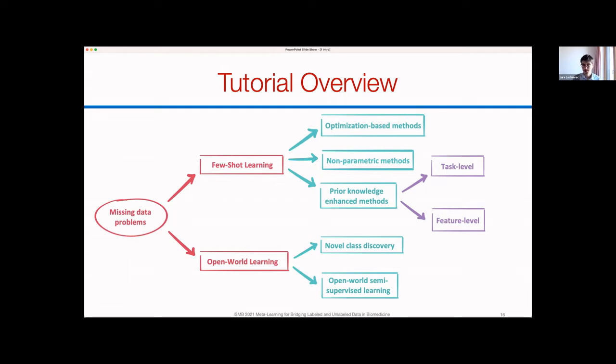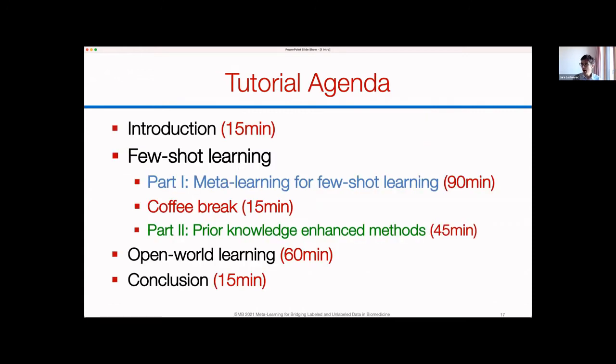I've just walked through the introduction for the first 15 minutes. We are then going to talk about the few shot learning. Chelsea is going to cover this part for 90 minutes. Then we will do a 15-minute break. And then we will start with part 2, which will talk about methods that can be enhanced by prior knowledge. And in biomedicine, we have a lot of prior knowledge captured by various data sets, ontologies, and so on.